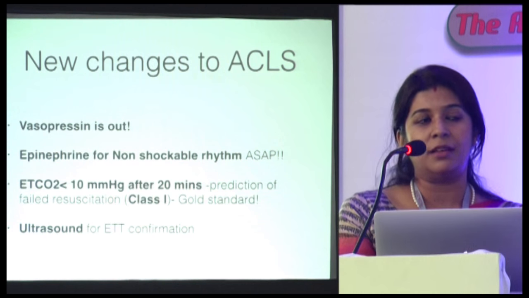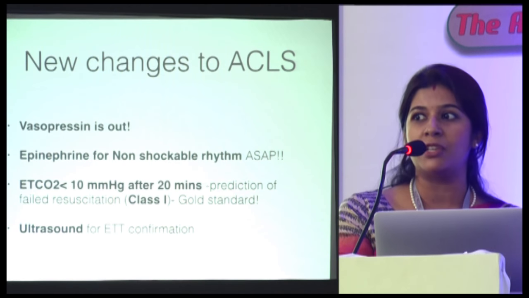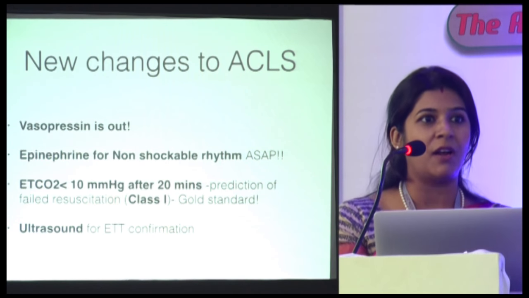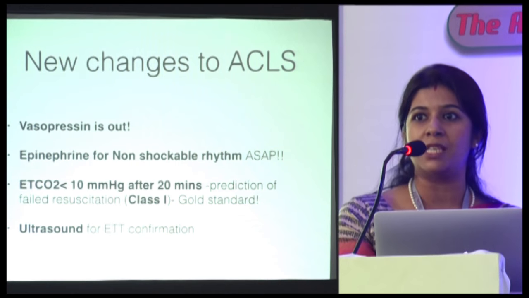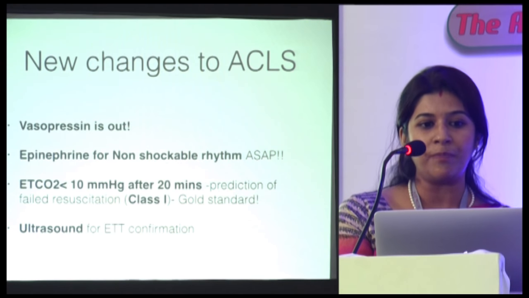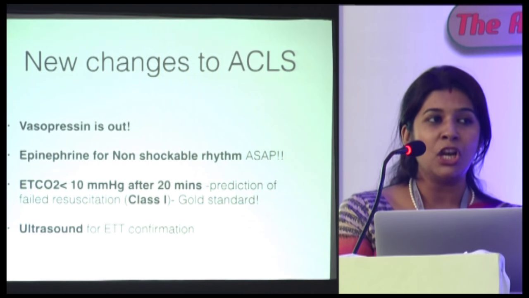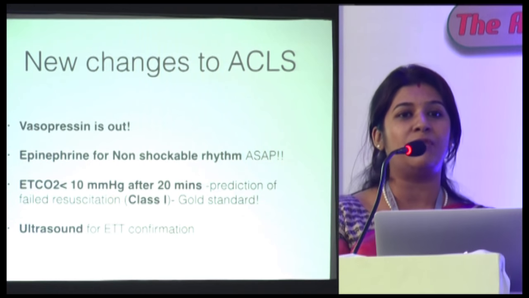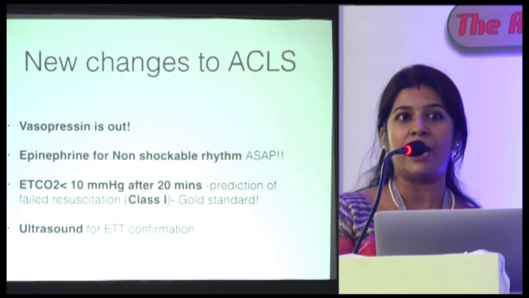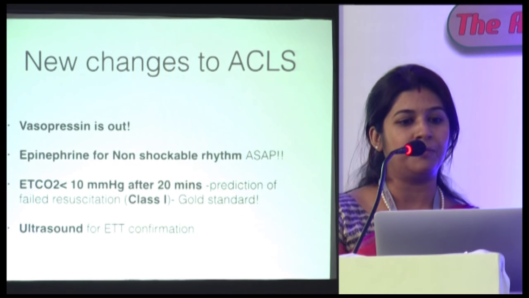New changes to ACLS. Vasopressin has been removed from the current guidelines, because there is no added advantage of using vasopressin alone, and the combined administration of vasopressin and epinephrine has found no advantage. So for simplicity, vasopressin has been removed. Epinephrine should be administered as early as possible for the non-shockable PEA rhythm. ETCO2 remains a standard class 1 recommendation. It's a gold standard. If you have consistent ETCO2 values of less than 10 millimeters of mercury after 20 minutes of resuscitation, it's a strong predictor of failed resuscitation. You need to withdraw the resuscitation, of course assuming the other factors as well.